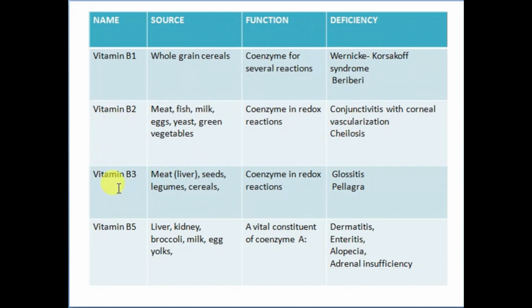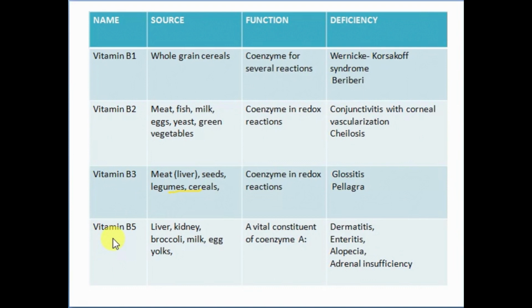Then if we talk about vitamin B3, the main source of vitamin B3 is meat, legumes, cereals. Here it causes glossitis and pellagra. So these are the diseases that are caused because of the deficiency of vitamin B3.